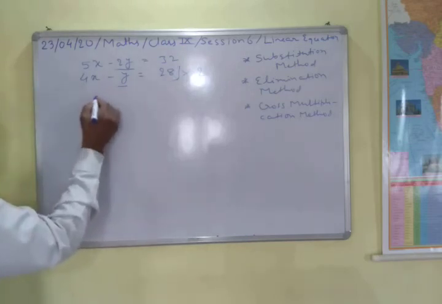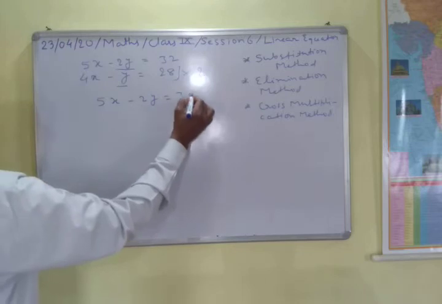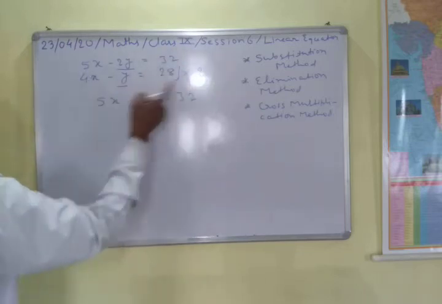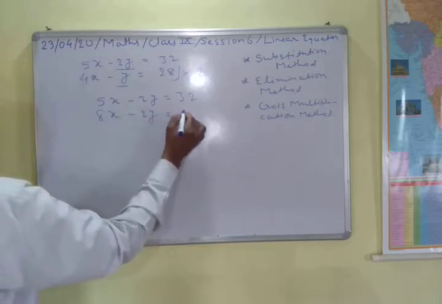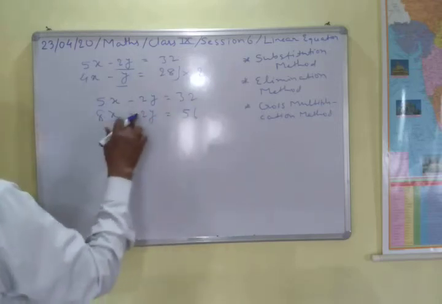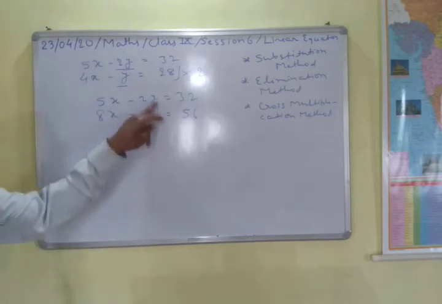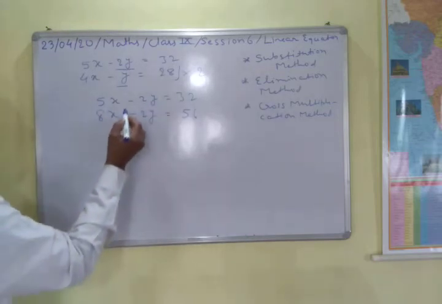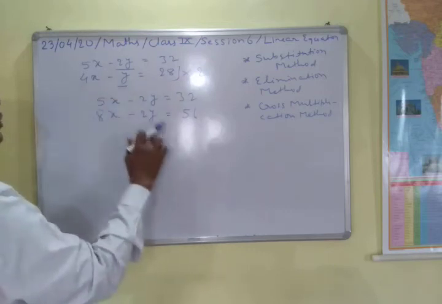Then it will be 5x minus 2y equal to 32. This is the first equation, and this becomes 8x minus 2y equal to 56 here. Now these two are equal, that is, the coefficient of y in both equations is the same. And the signs of these two are the same, so we have to subtract this equation from this equation.